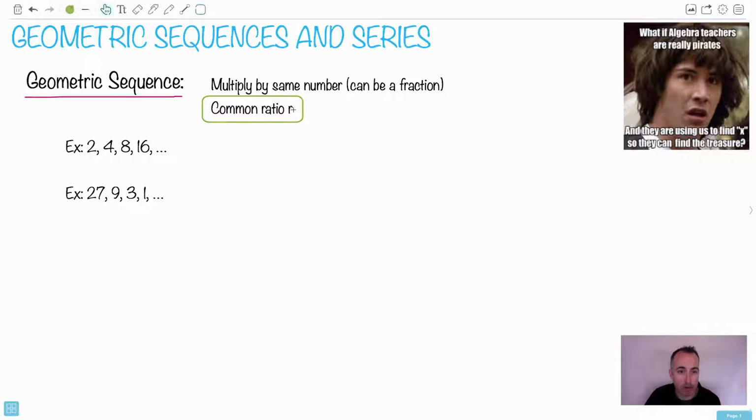Okay, we have this common ratio R. And don't forget, we also still have U1 is still the first term. So that terminology is still the same. So that stuff holds true. So let's see if we can figure this out.